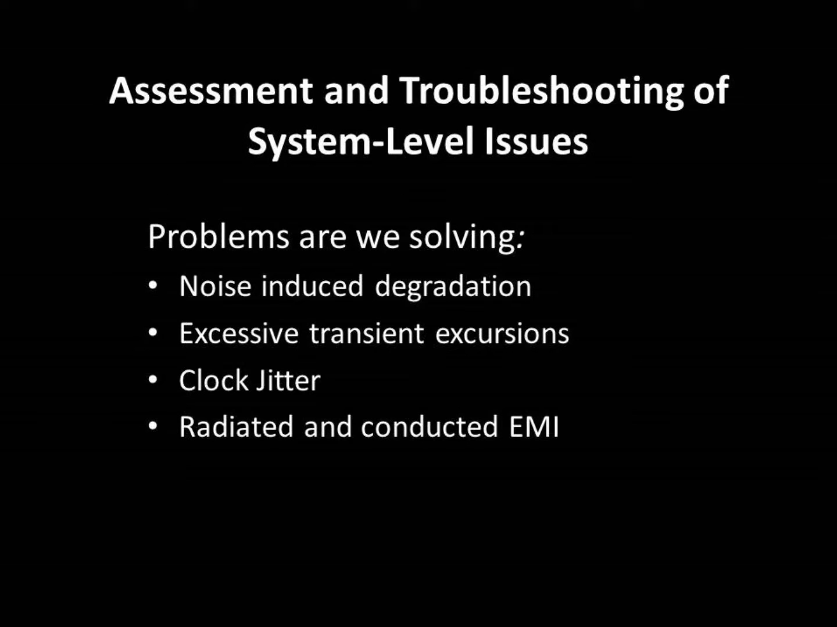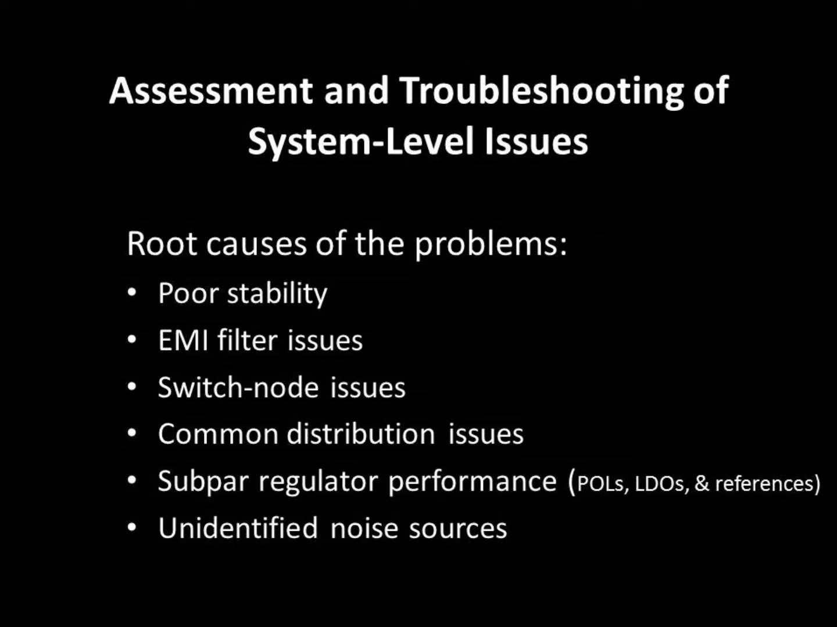In our business, we're frequently called on to assess and troubleshoot system-level issues, many of which are related to the power distribution network. The problems we tend to encounter are generally related to issues such as noise, PDN-type transients, clock problems, and EMI. The causes of the customer issues are generally covered in this very short list: stability, EMI, switching issues, distribution issues, and subpar performance.